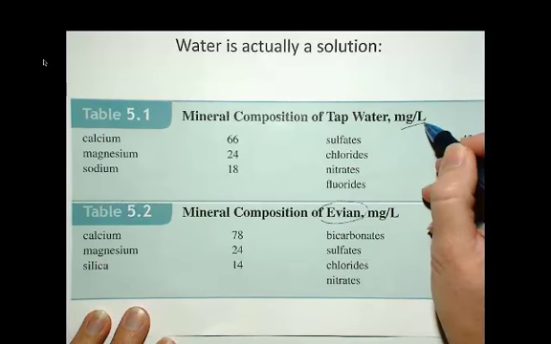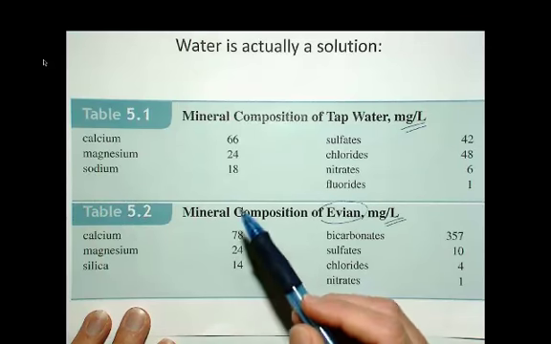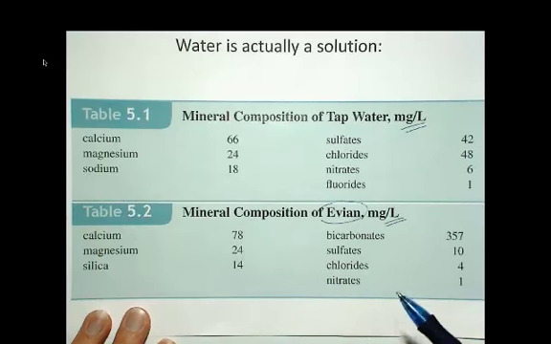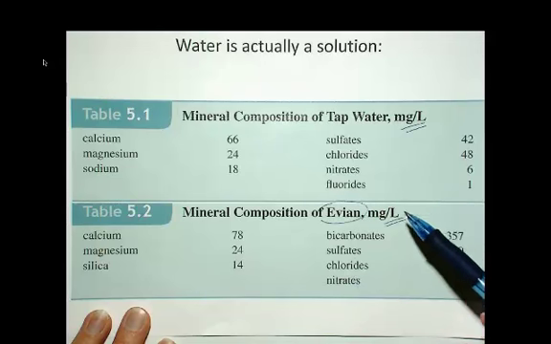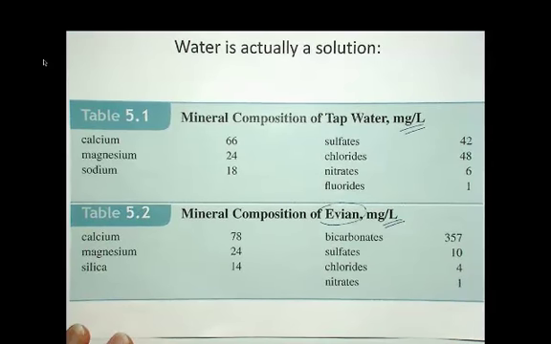And the unit here to express the concentration is milligrams of the component per liter of solution, which is mostly water, obviously. And you can see that there's calcium, magnesium, sodium in tap water, silica in the Evian bottled water, and then some anions as well. So you can see there's different concentrations of the different components. So this is why we consider water to be a solution really, because it's containing something.